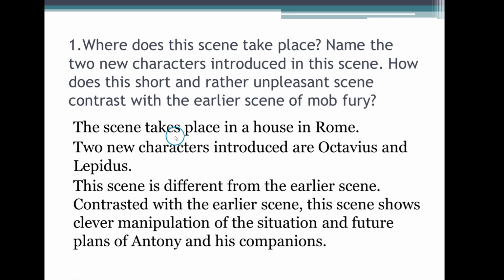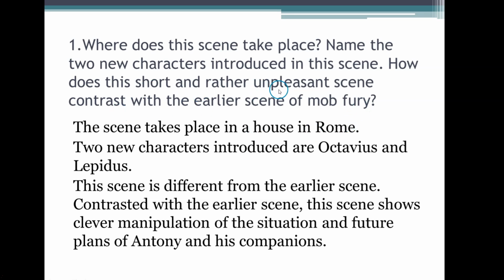So answer. The scene takes place in a house in Rome. So it answers the first question. Where does this scene take place? So you can underline in a house in Rome. This part you can underline. Keyword. Okay. Next. Name the two new characters introduced in this scene. The two new characters introduced are Octavius and Lepidus. So what you are going to underline? Octavius and Lepidus.